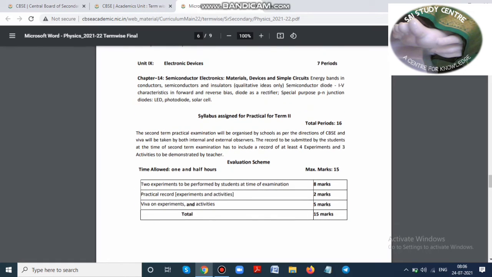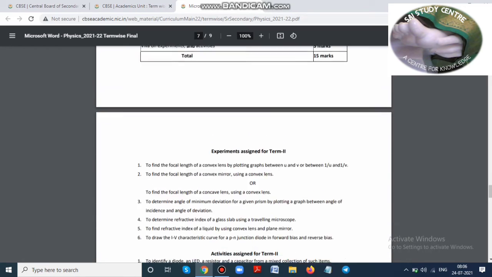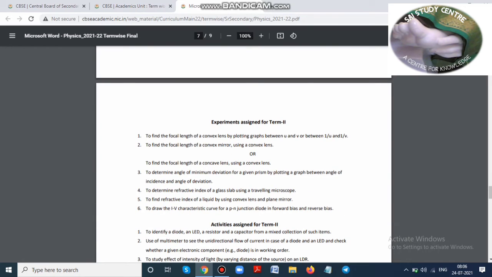The practical for your term 2 is the group B experiments. That is three experiments from your optics. Finding the focal length of a convex lens and finding the focal length of a convex mirror or concave lens. The third one is angle of minimum deviation for a prism. Then refractive index of a glass slab using a traveling microscope. Four experiments from your optics.